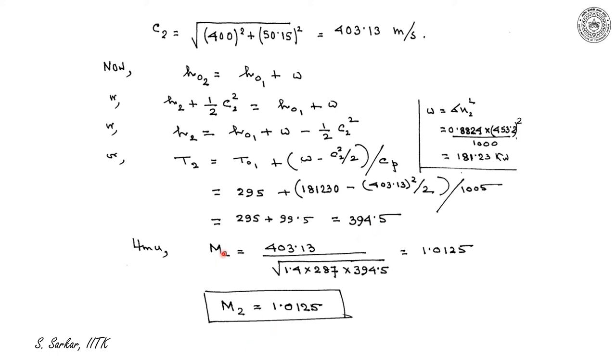The exit Mach number would be equal to C2 divided by root over gamma R T2. So I know all the values: C2 as 403.13 over root over 1.4287 into 294.5. It will be equal to 1.0125. Thus, exit Mach number is equal to 1.0125.